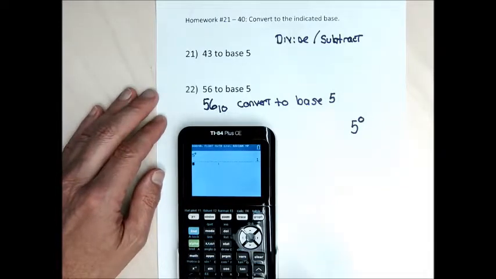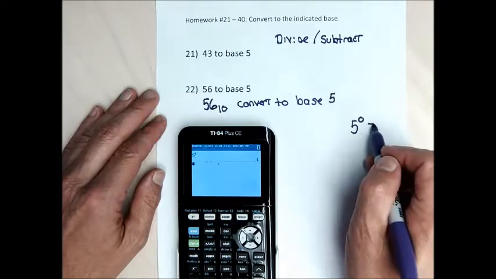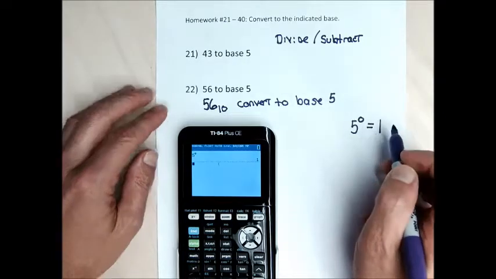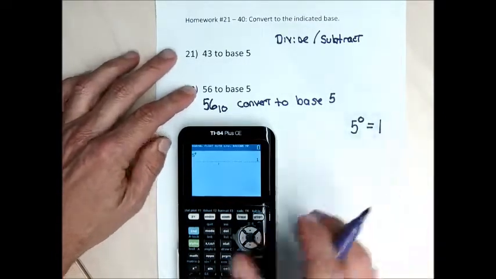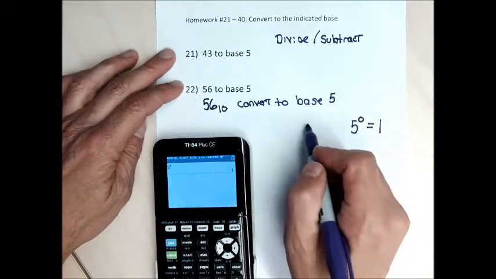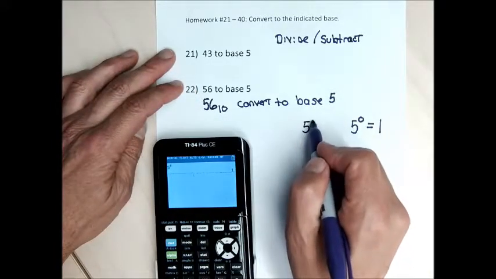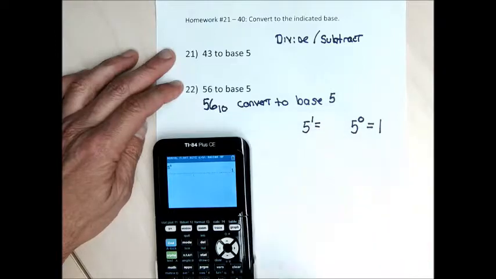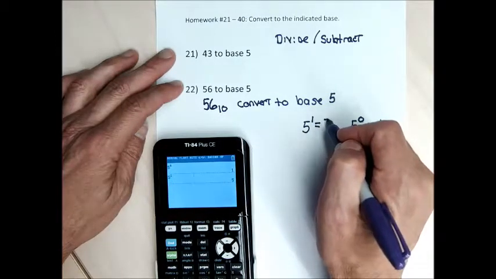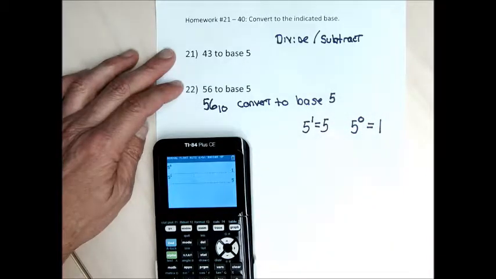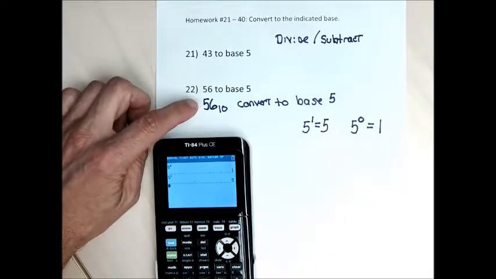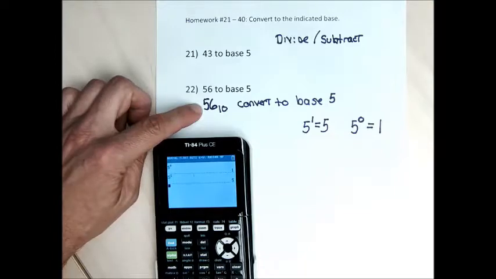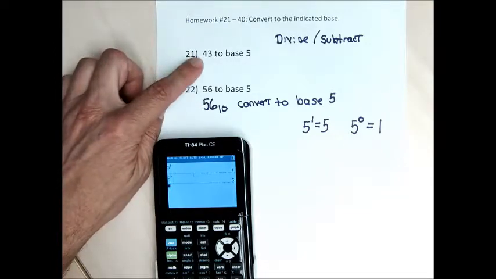So 5 to the 0 is the first power of 5 I need to consider. That's 1. It's less than 56. I'm going to move on to 5 to the first power, which is 5. I need to find every power of 5 that's less than or equal to 56. When you do problem 21, you need to find every power of 5 that's less than or equal to 43.